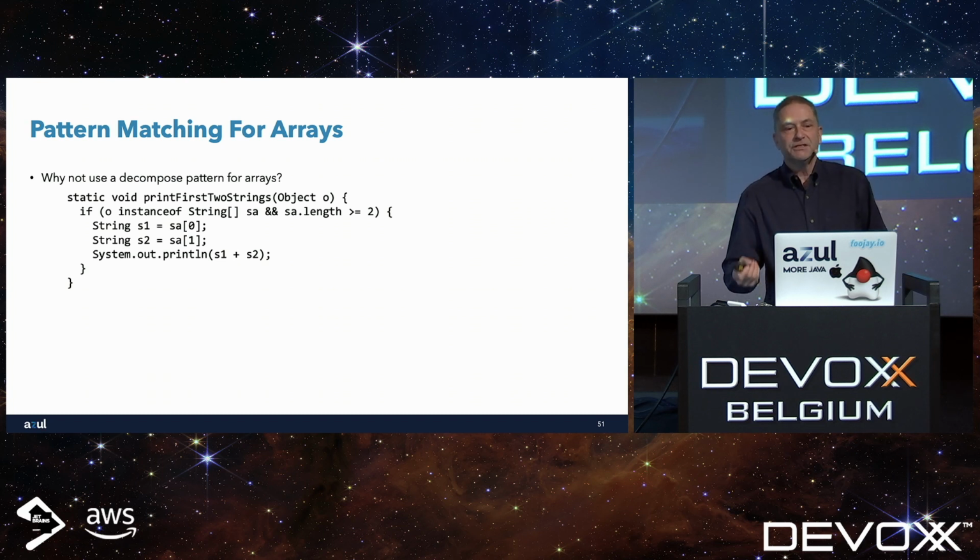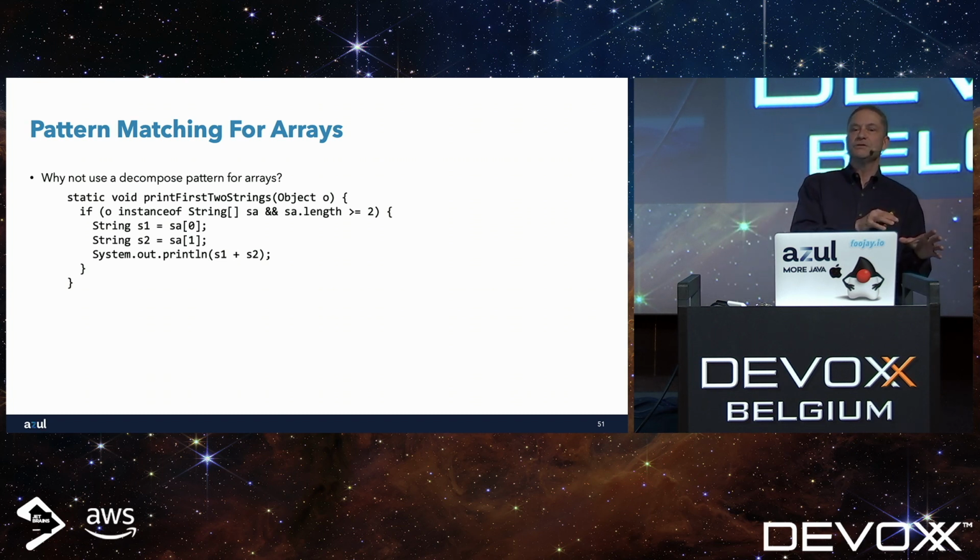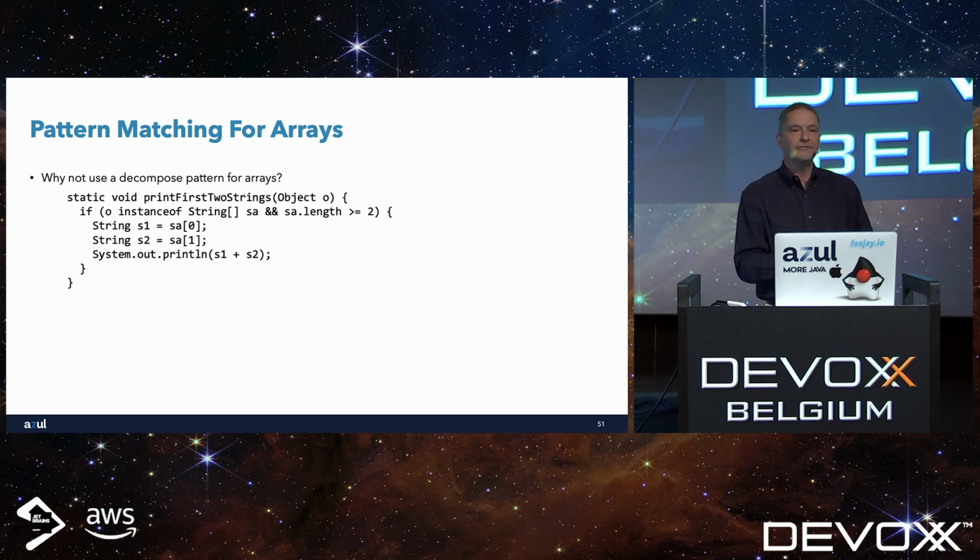Last thing to talk about is pattern matching for arrays. Now, this was something that was going to be included along with record patterns, but isn't actually now included in the JEP that defined that. It may come at some point in the future. So it's not part of what we're seeing at the moment.